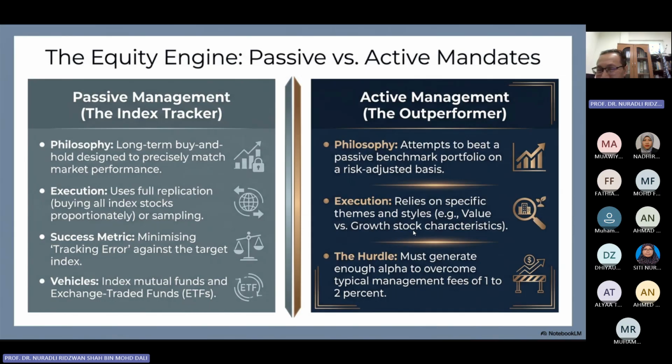So that you can actually beat the market. So if the market is providing you 10% return, you want it to be more than 10%. Okay, so that is actually active management. Basically, the hurdle is that you have to make more money for your portfolio.